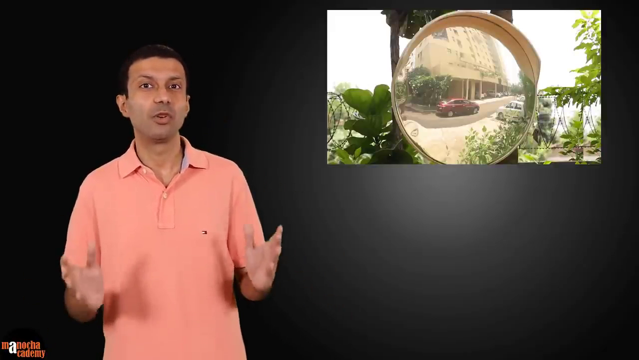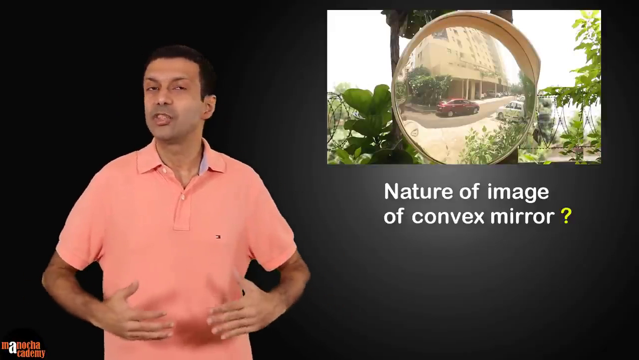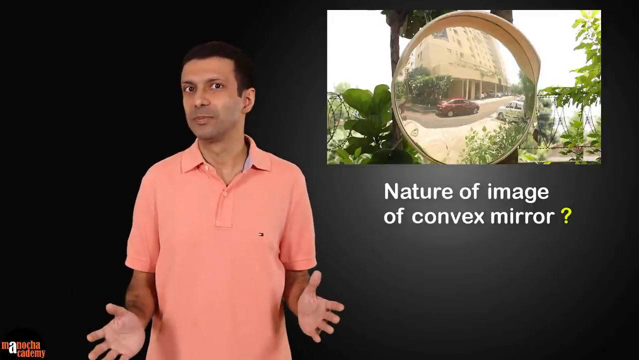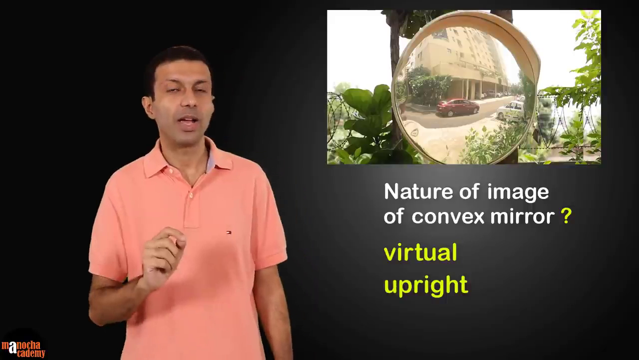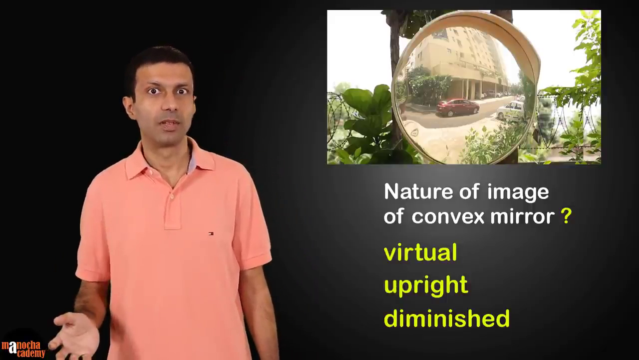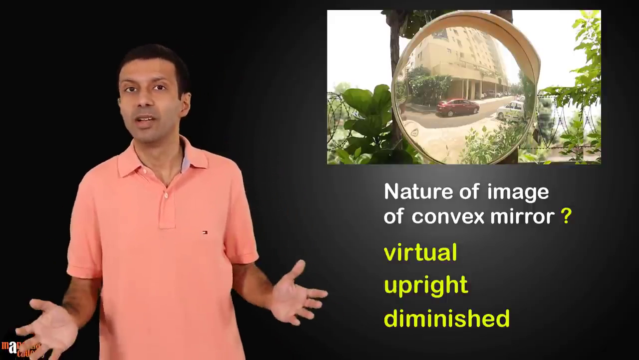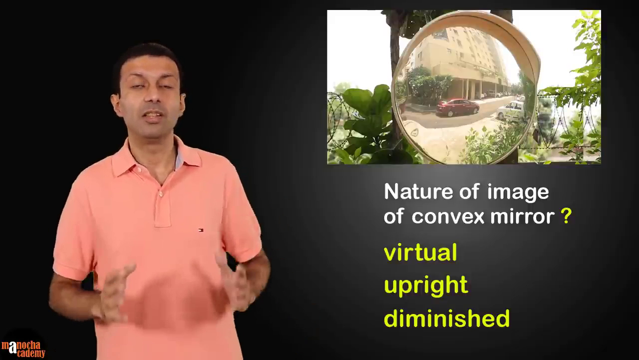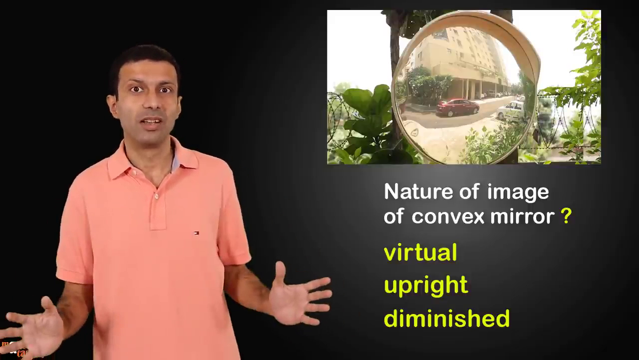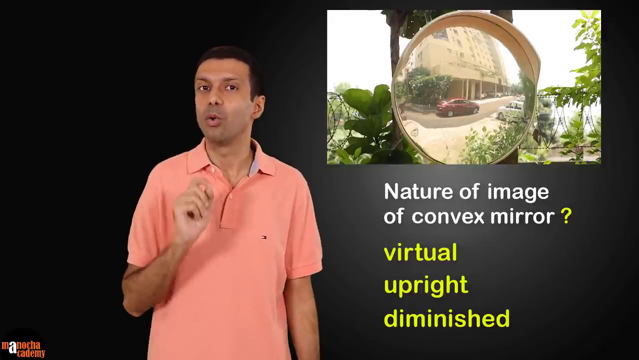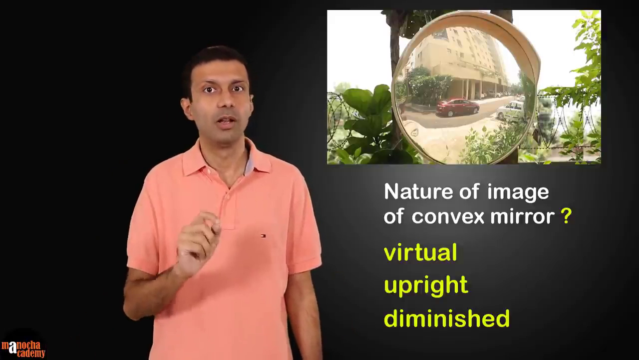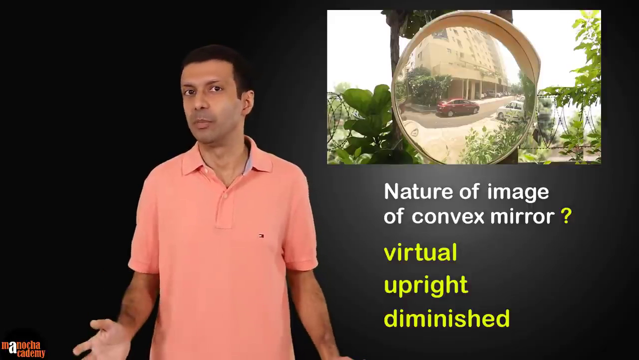Have you noticed the convex mirrors used at the intersection of roads? What is the nature of the image produced in the convex mirror? That's right, it's always virtual, upright, and diminished. Imagine if that convex mirror gave an inverted image, then the driver would get all confused and an accident may happen. So the convex mirror always produces a virtual, upright, and diminished image.